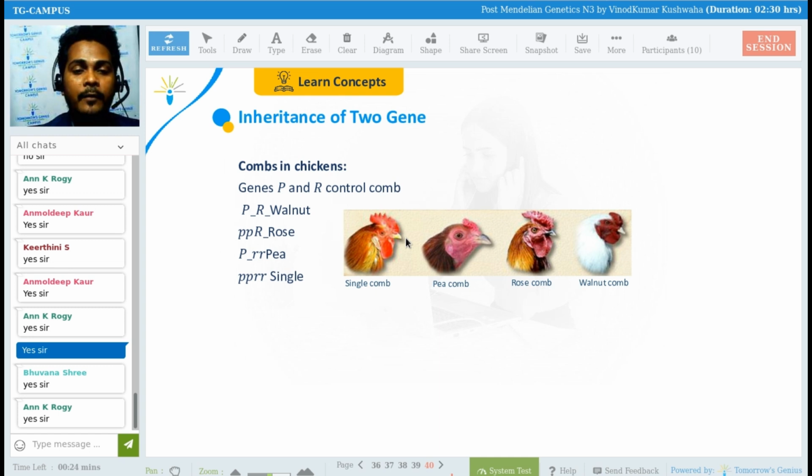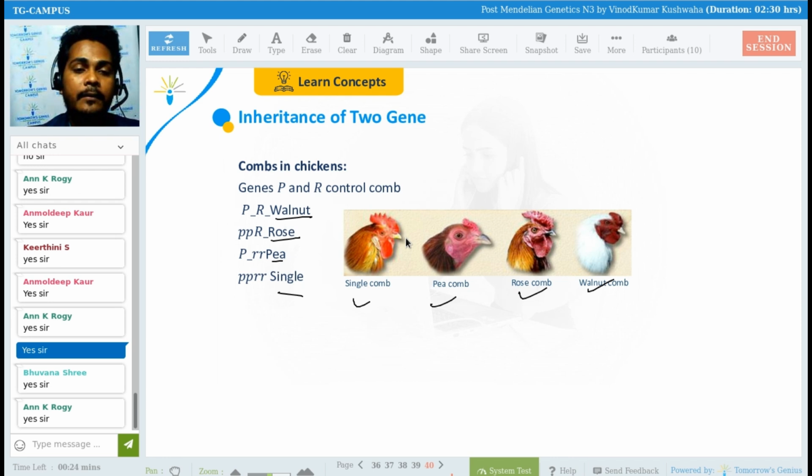So the example for this, you can see the example of comb in the chicken. So P and R control the comb. You can see how P and R give walnut, rose, pea and single. So these are the different types of comb in the hen, right? So this is a kind of collaborative gene.